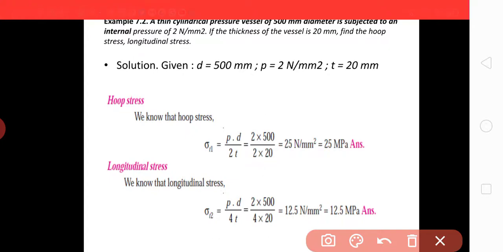Then sigma T1 is equal to PD upon 2T, which gives you 2 into 500 upon 2 into 20, that is 25 megapascal. And longitudinal stress sigma T2 is equal to PD upon 4T equal to 2 into 500 upon 4 into 20, that is sigma T2 equal to 12.5 Newton per millimeter square, that is 12.5 megapascal.